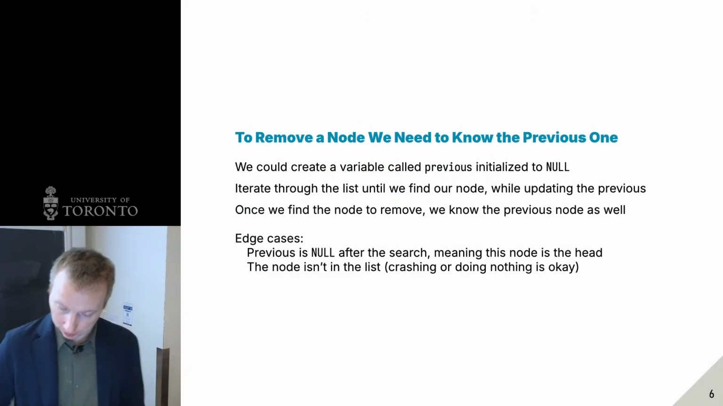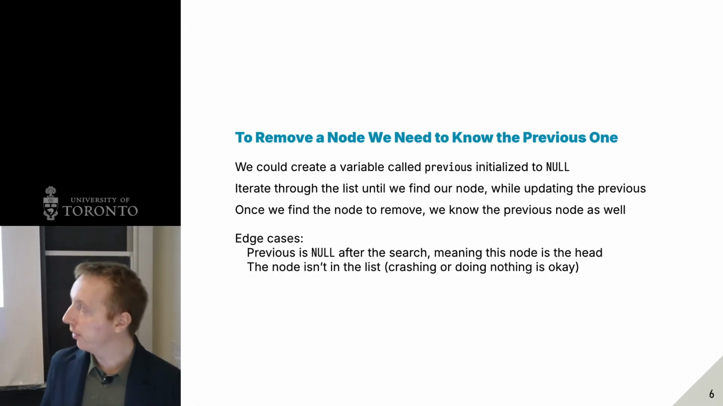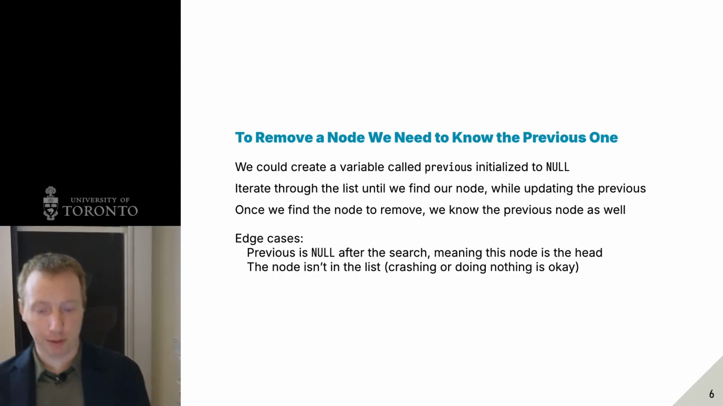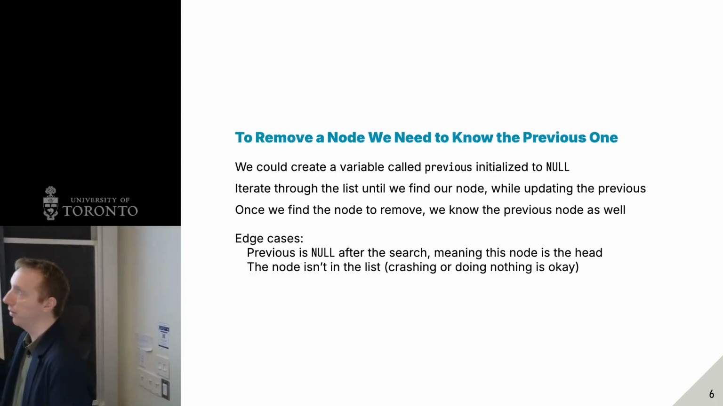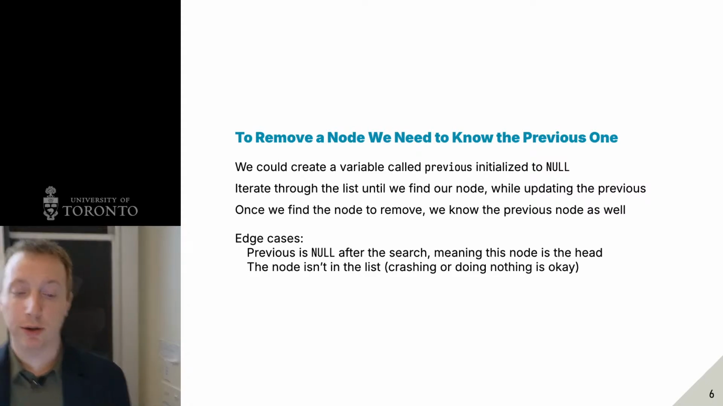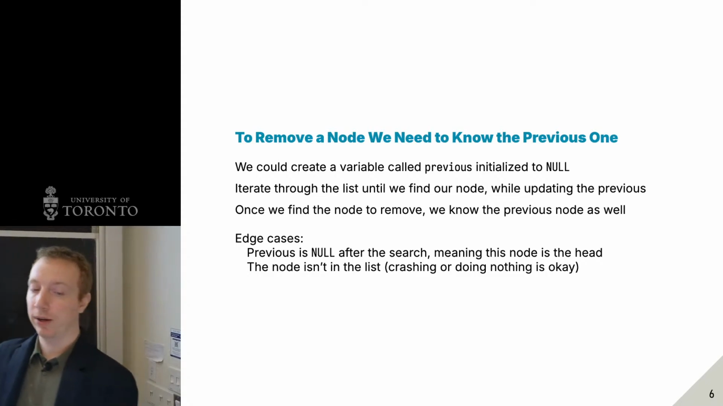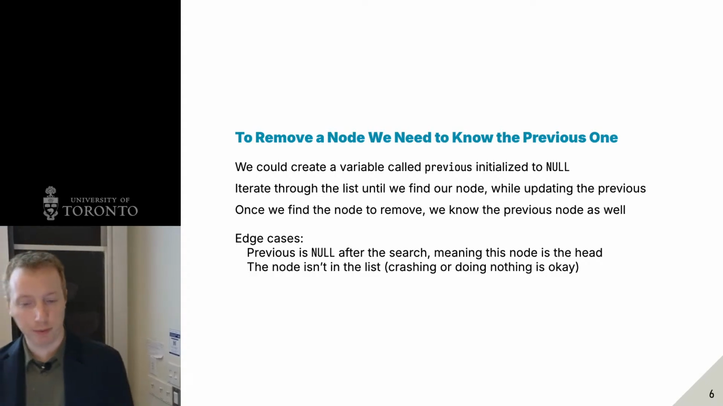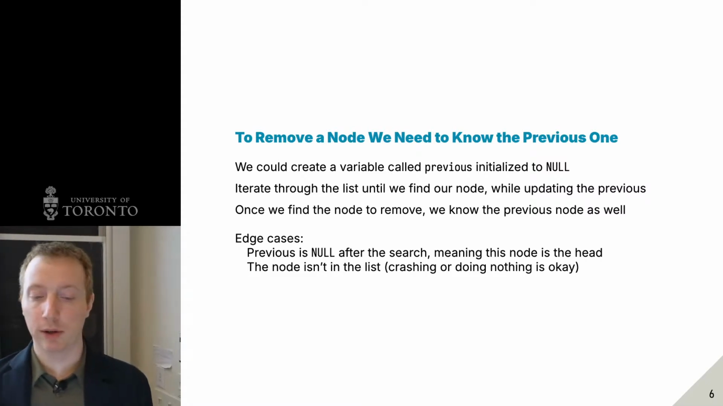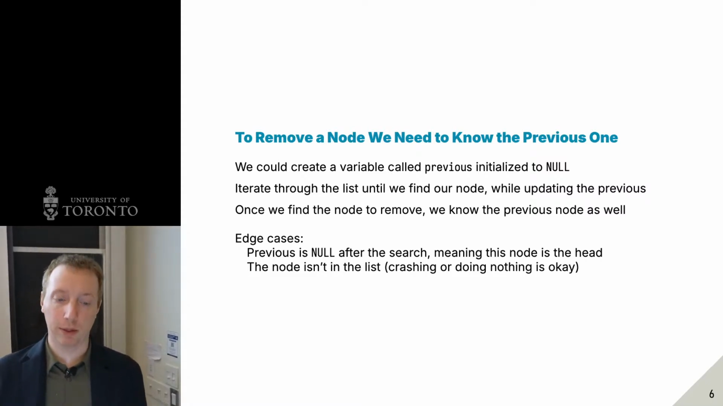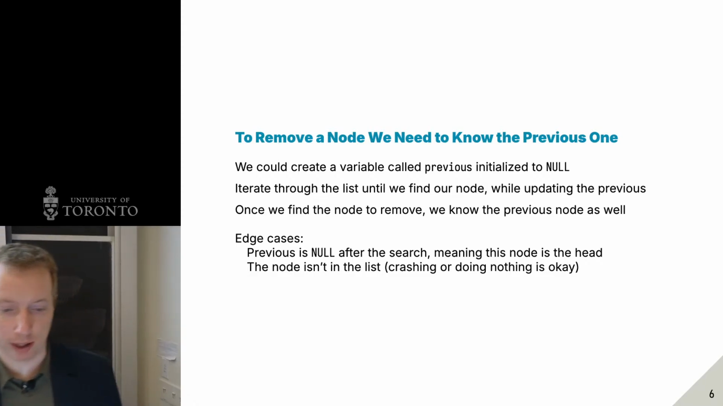Okay, well, another way we could do it, if this is not the way you're thinking about it, is to keep track of the previous node in a separate variable explicitly. You could create a variable called previous, initialize it to null, iterate through the list until we find our node, and keep updating previous if you want to be really explicit that way. Once you find the node to remove, you know the previous as well, so you can just remove it through that pointer. But we stopped one before, which was probably a smarter idea.